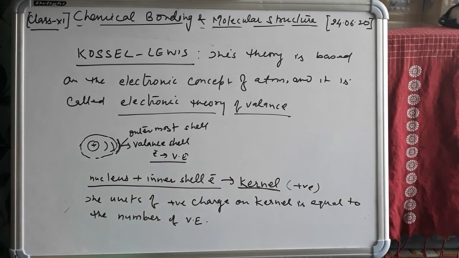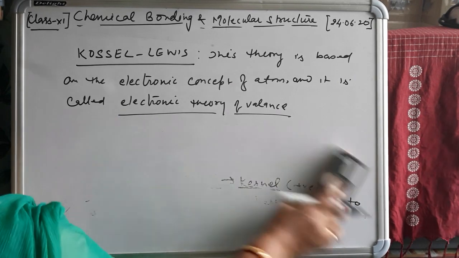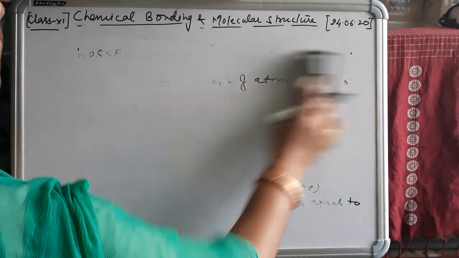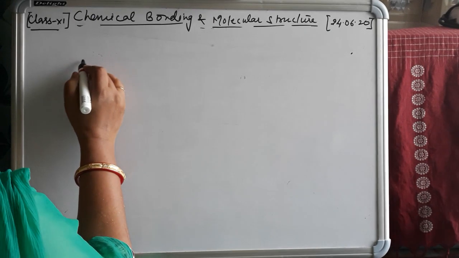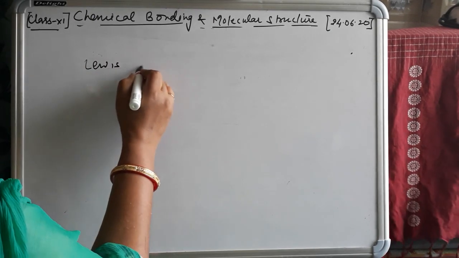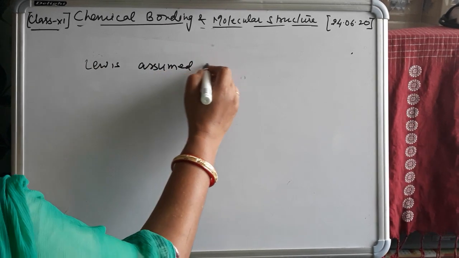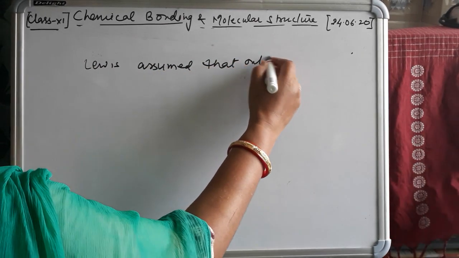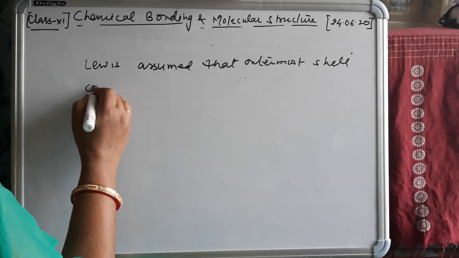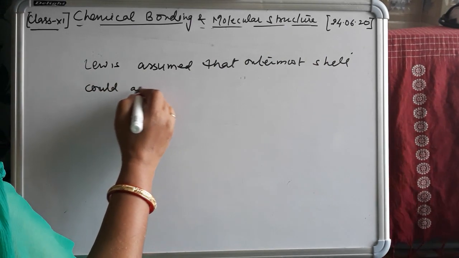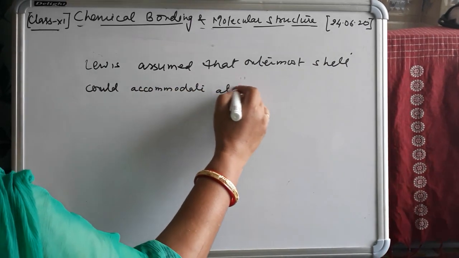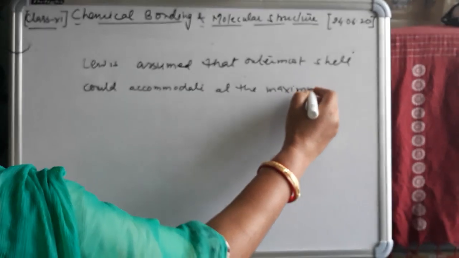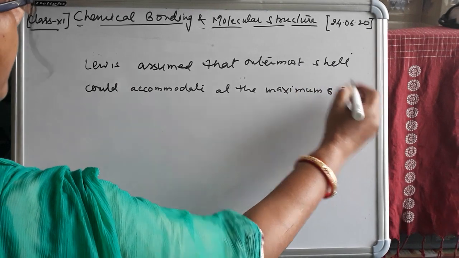Lewis assumed that the outermost shell would accommodate at the maximum 8 electrons.